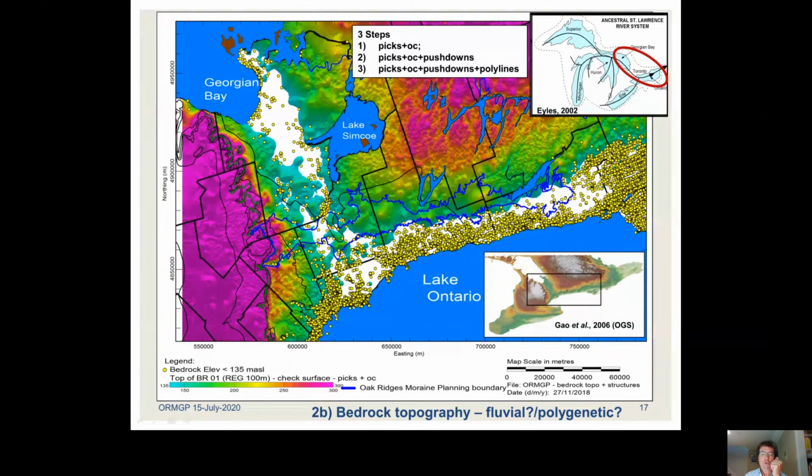We have differential coverage of information. So these yellow dots are boreholes where I can pick bedrock at an elevation less than 135 meters above sea level. You can see I have a whole load of locations that give me that information along the lakeshore. But as I move north and the Quaternary sediment thickens, I'm using fewer points to try and render that bedrock surface. So we can have picks and outcrops, push down points, and then if we need to form the surface any further, we use polylines or lines of contact.